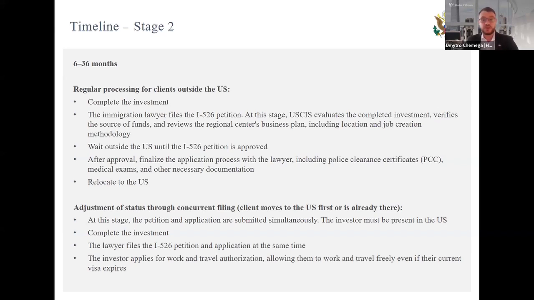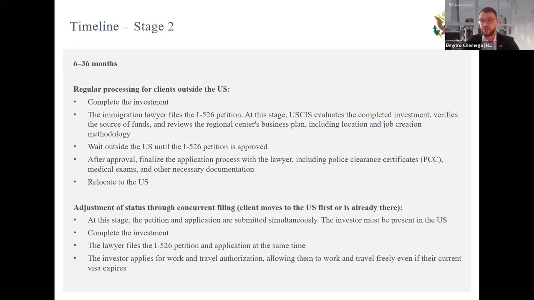Here's the difference between these two processes. Regular processing is for clients who are outside of the US. After the investment is completed, the immigration lawyer files the I-526 petition. At this stage, USCIS, the government, evaluates the completed investment, verifies the source of funds, and reviews the regional center's business plan, including location and job creation methodology. The investor waits outside of the US until the petition is approved.